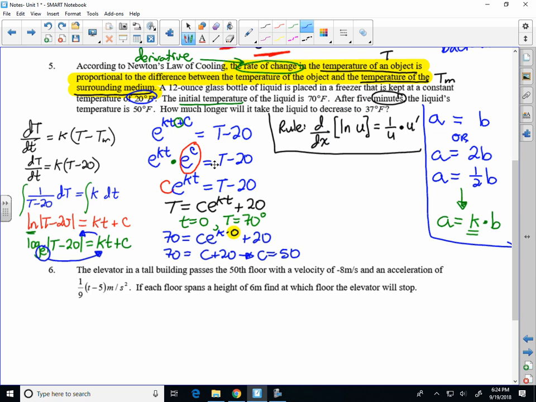From here to here? Here to here? I divided, wait, second to third, so from here to here, I divided both sides by t minus 20, and then I just applied the integral. Oh, I also multiplied both sides by dt. So it was this going that away, and this going that away.